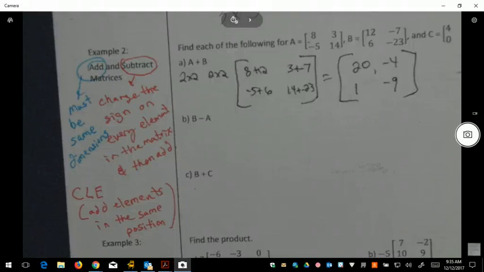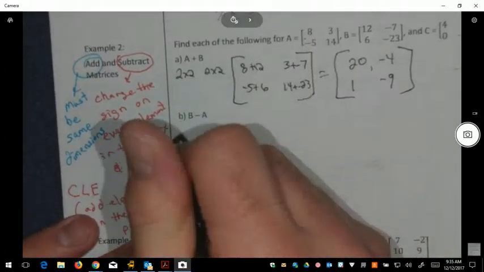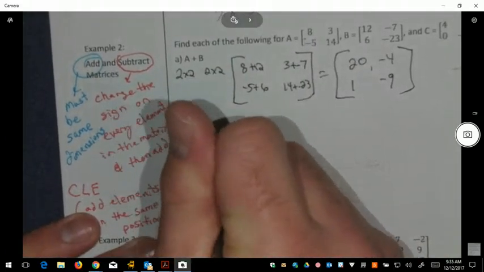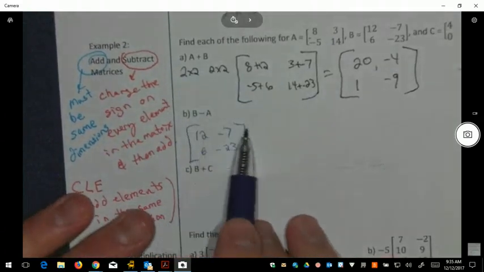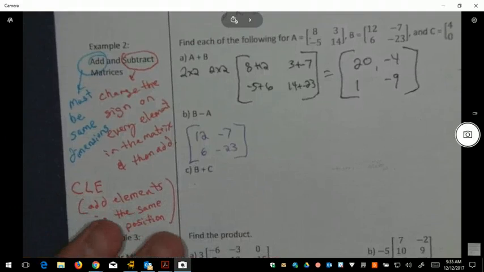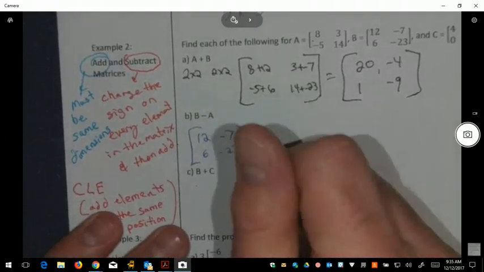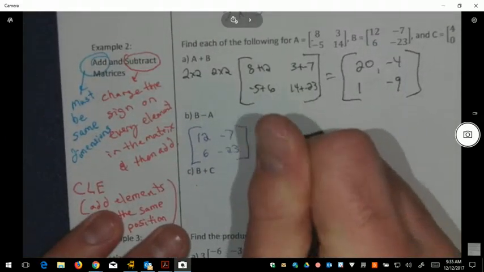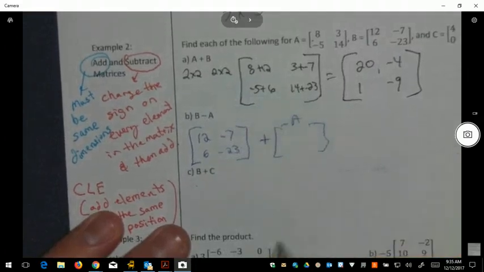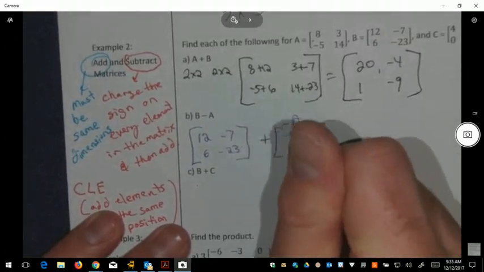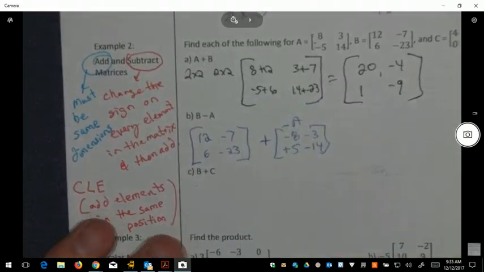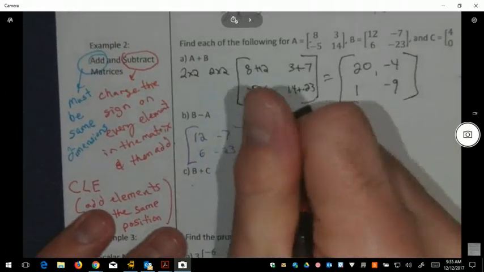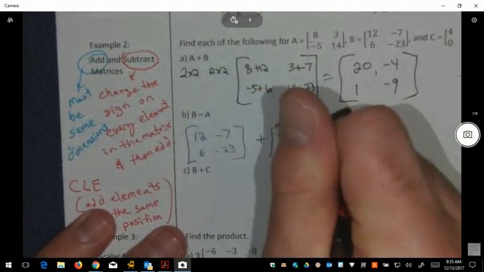For B minus A, I'm going to write out matrix B first. 12, -7, 6, -23. We read them from left to right, top to bottom, just like a book. And we're supposed to subtract matrix A, but I'm going to add the opposite of matrix A. Matrix A's opposite would be -8, -3, +5, and -14. So this is the opposite of matrix A.